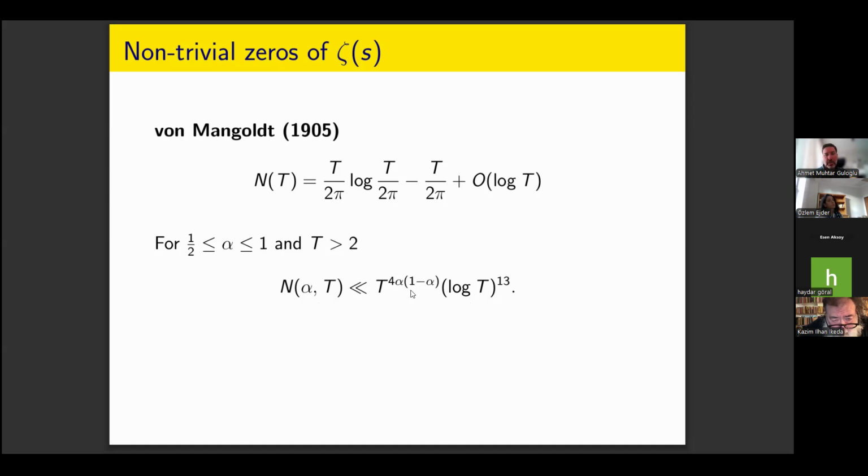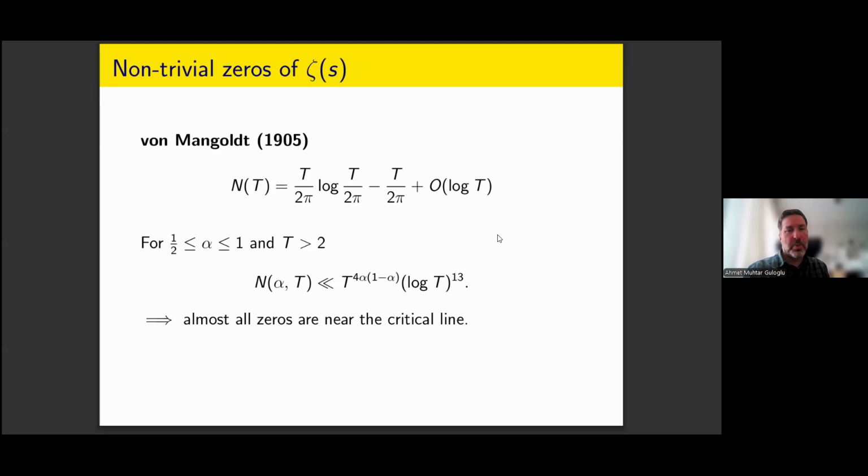If you look at this part, alpha times 1 minus alpha, this is a parabola and it has a maximum at 1/2. If you plug in 1/2, you see that this will be a 1 here. But if alpha is to the right of 1/2, then this whole quantity will be less than 1. Therefore, if you compare it to the number of zeros, t log t, this part is definitely little o of that size. That means most of the zeros should be near one half. You automatically get this result by this result. So it says almost all zeros should be near the critical line.